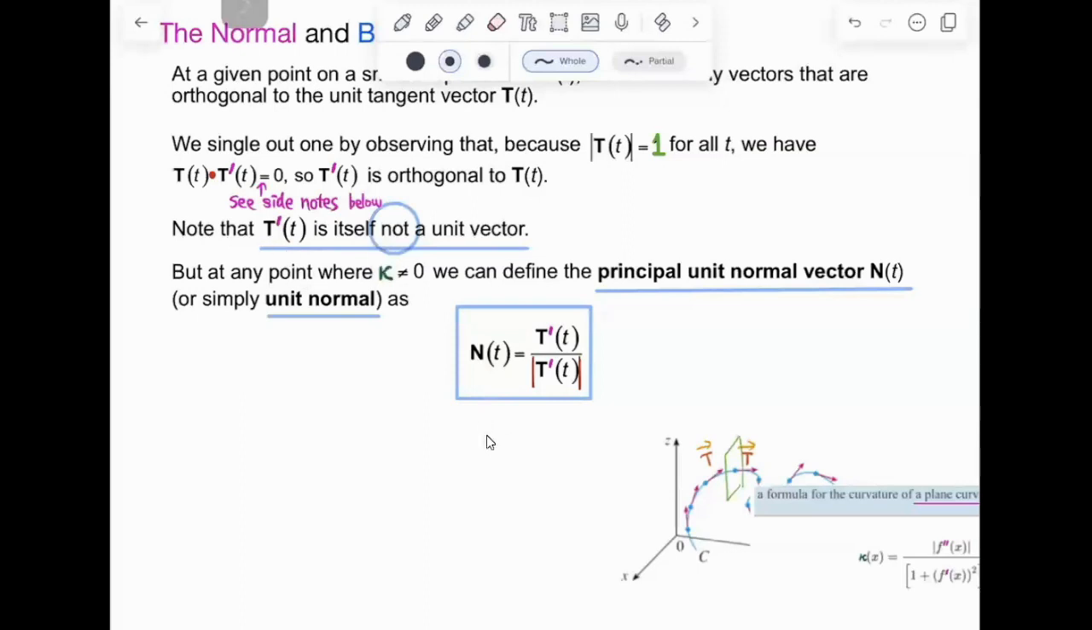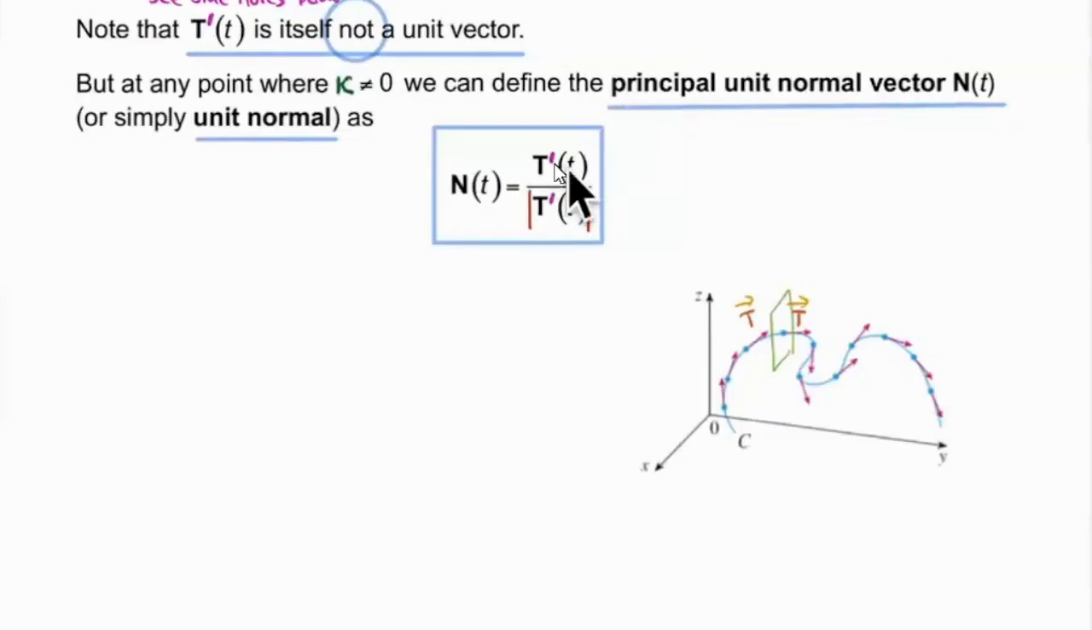But at any point where the curvature does not equal 0, we can define the principal unit normal vector, and let's call that N(t), or sometimes we just call that the unit normal, as this. This is a unit vector because we divide by its magnitude, and it is called the principal unit normal vector, and sometimes we call that the unit normal.